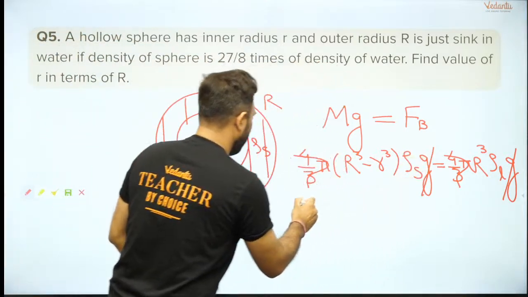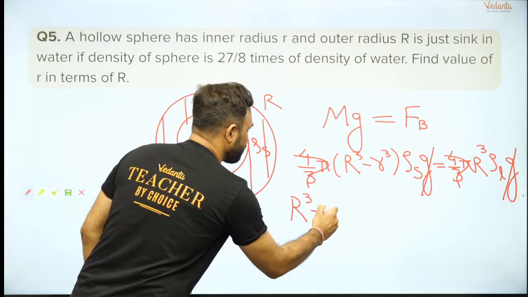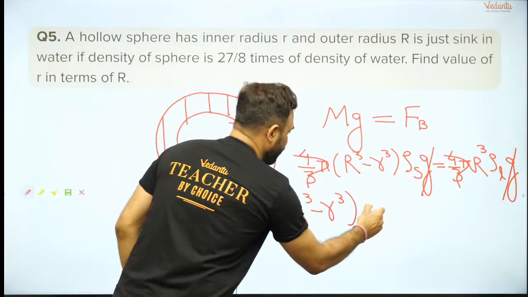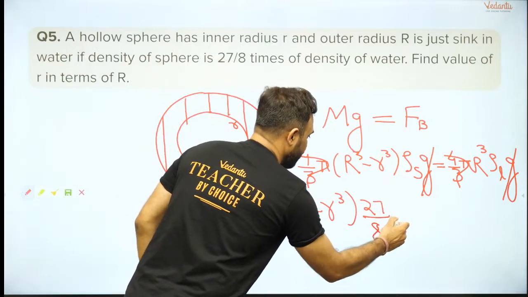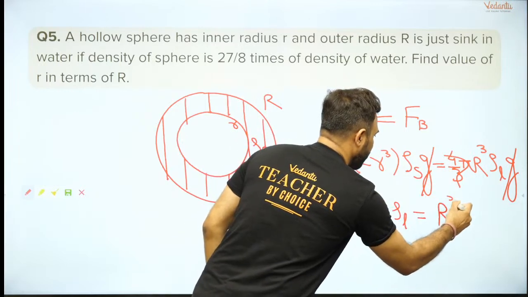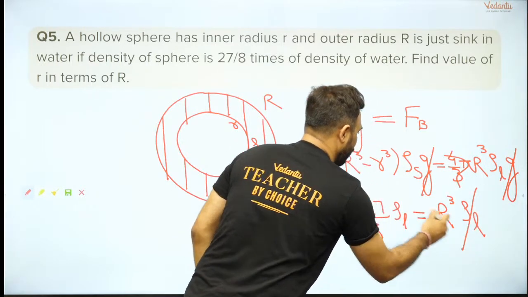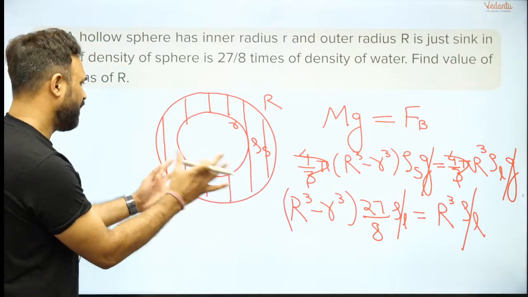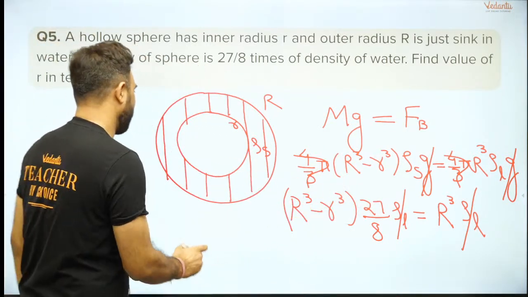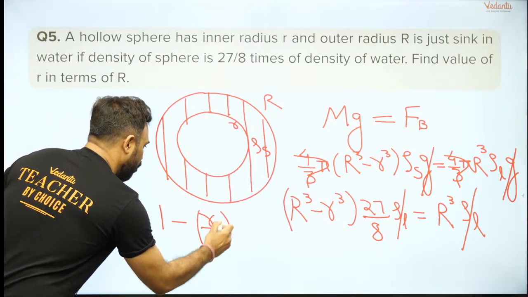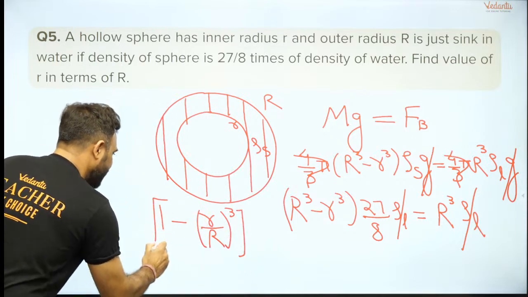So 4 by 3 pi, g will cancel out. Now he has also given the density of the sphere, this rho solid he has given. So capital R cube minus small r cube into density of solid, and density of solid is 27 by 8 times the density of liquid. That should be equal to capital R cube into density of liquid. And now density of liquid will cancel out.